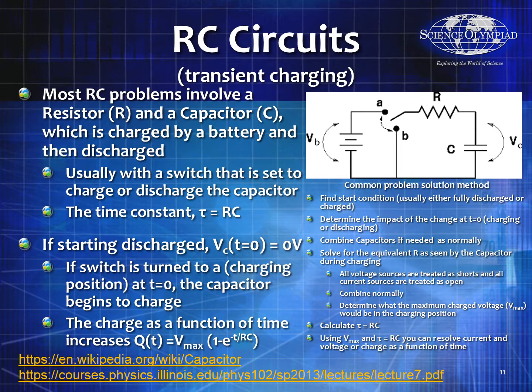Now you'll notice that you will hit the maximum charge of the system at some point in the future. So the common problem solution method: first, find the start condition. Almost always it's going to be fully discharged or fully charged. Then determine the impact of the charge at T0. Are we going to be charging or discharging? Now, remember, combine capacitors as needed, as normally.